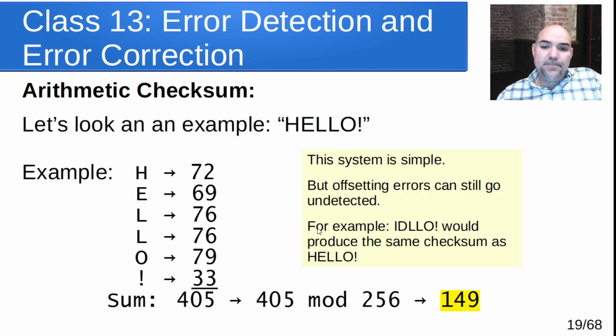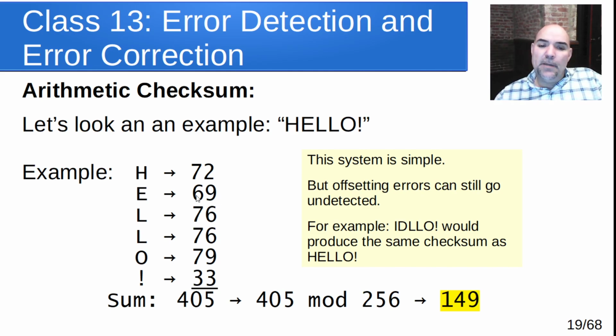So, for example, in this case here, "IDLLO": H goes 1 higher, E goes 1 less. This becomes 73. This becomes 68. We still get the same sum of 405. So you can have things that are still corrupted or wrong that still make it through this. It's not perfect. And offsetting errors affecting groups of bytes might be fairly common.